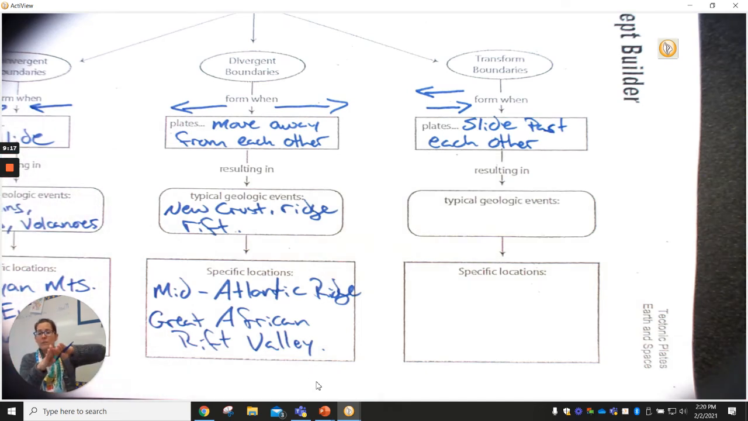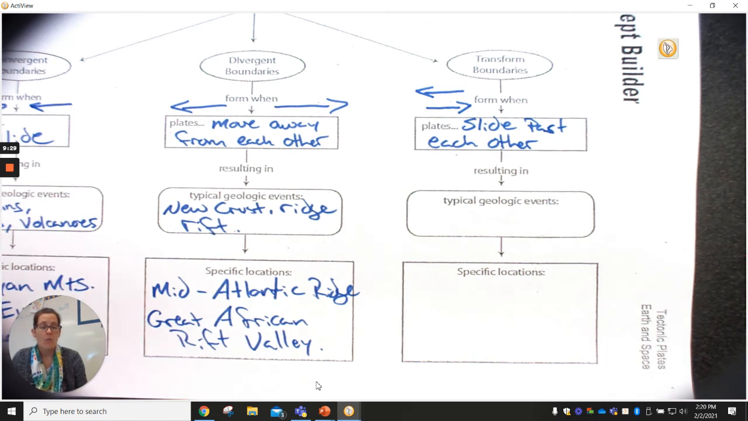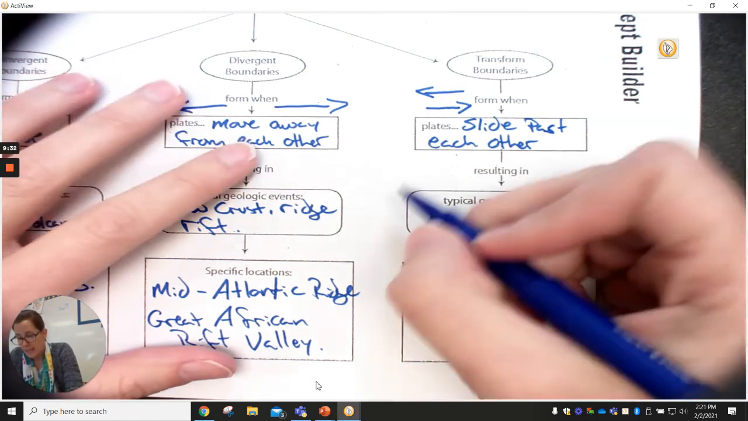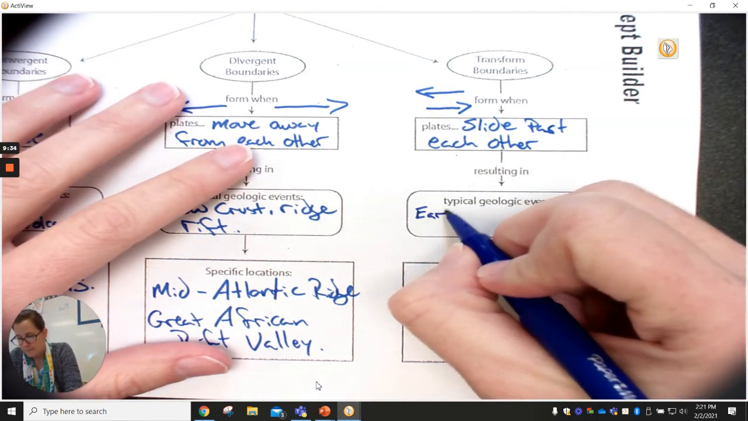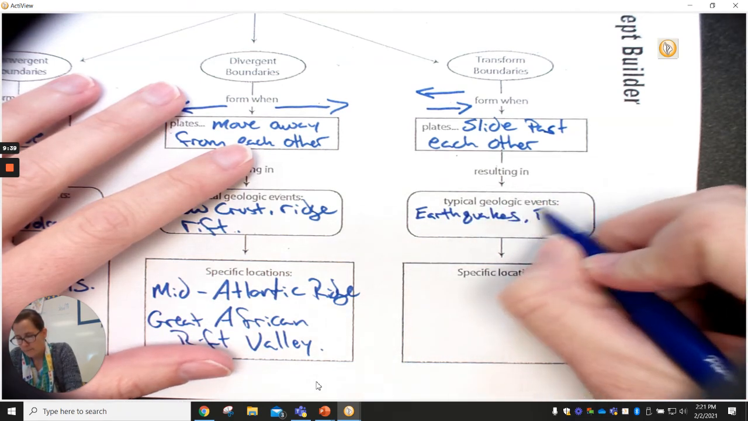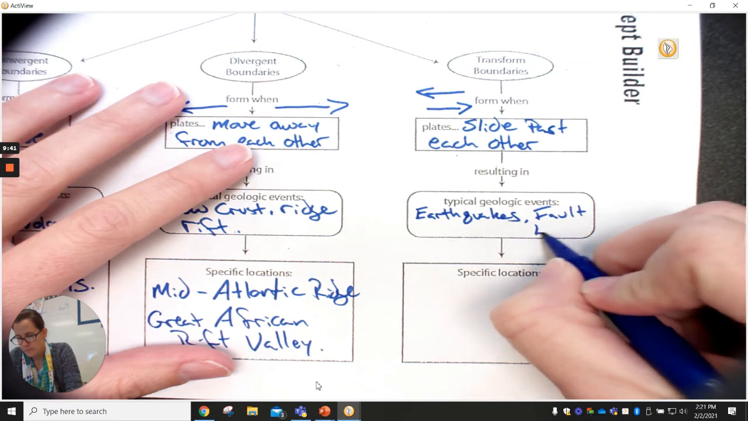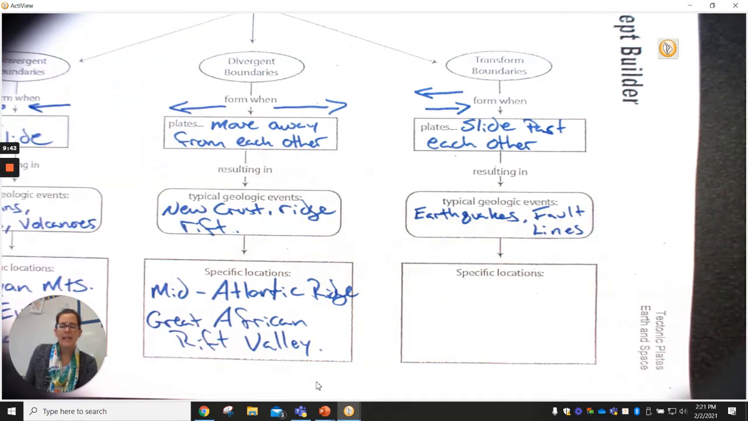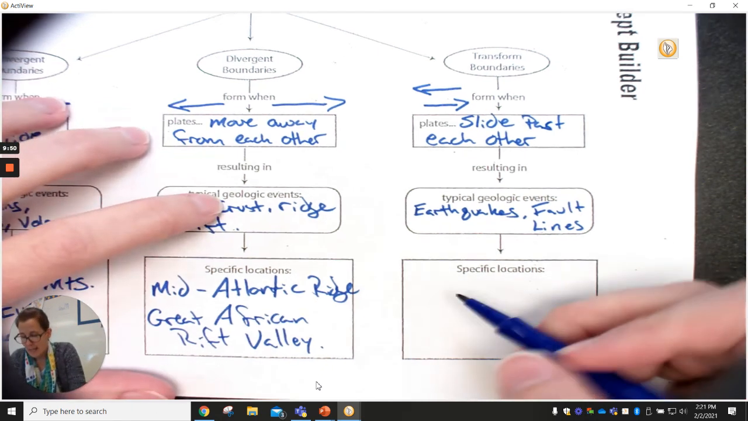And the transform boundary is where they're sliding past each other. They're not going towards each other. They're not moving away. They're sliding past each other, okay? So what type of things happen at a transform boundary? Well, we get earthquakes and fault lines. And the best example I can think of right offhand is the San Andreas Fault in California.